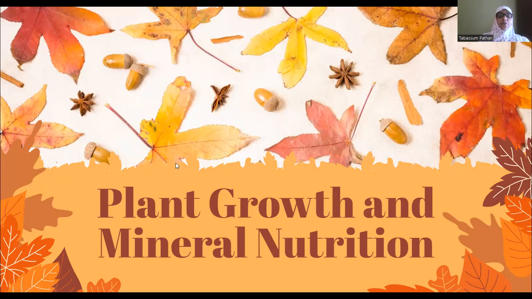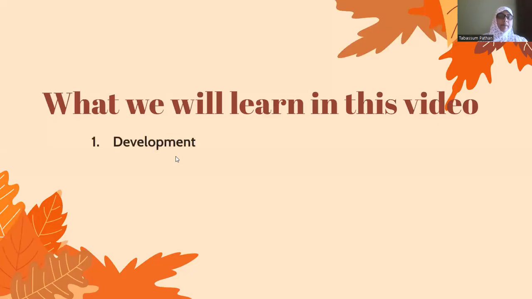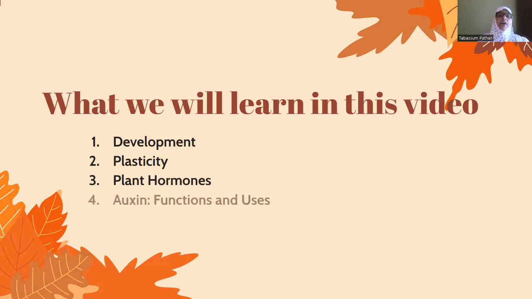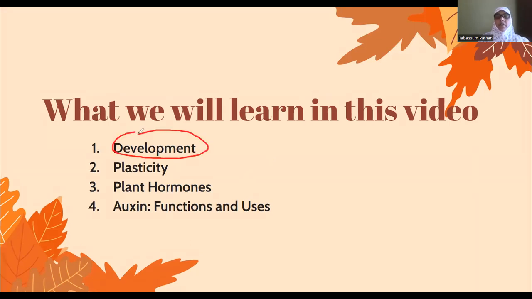In this video, we will be talking about development in general, and we will be understanding what plasticity is with respect to plants. And we will be introducing ourselves to plant hormones. There are five hormones that we need to cover. Out of that, we will be covering the first hormone, its function and uses, that is auxin, in this video.